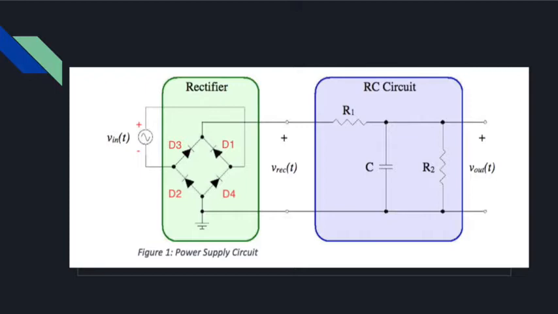Now when Vin is negative, it's going to go down to the node between D3 and D2, and it's going to go up through D3 and then through the RC circuit and then back down and then through D4 and return. This is how the rectifier creates always positive waves. The RC circuit always sees Vin as positive.